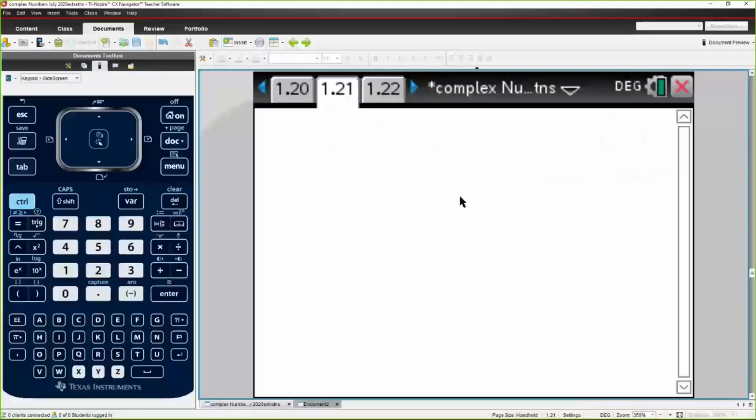Okay, thank you, Stephen. Hopefully you can all see my screen, which is just a blank calculator page at the moment, and I'm going to have a look at a few complex number questions.